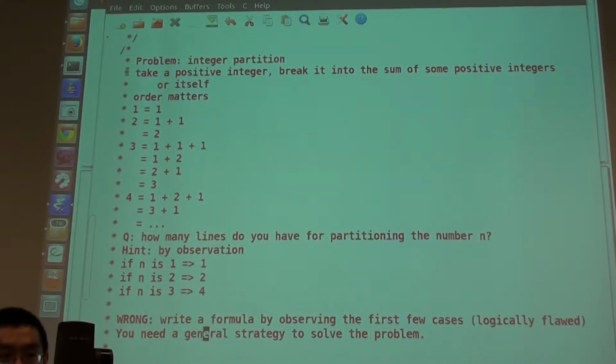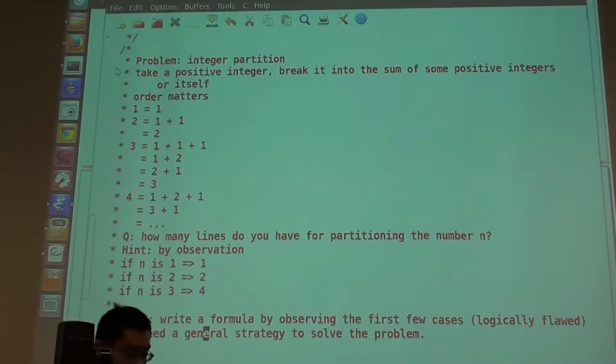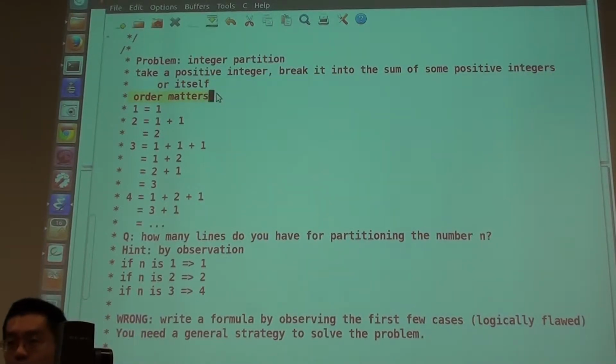Do you have an answer? No. You want to discuss with Lauren? You want to exchange your ideas? I don't have an idea yet. Does the order matter? Maybe 1 plus 2 and 2 plus 1 are counted twice.